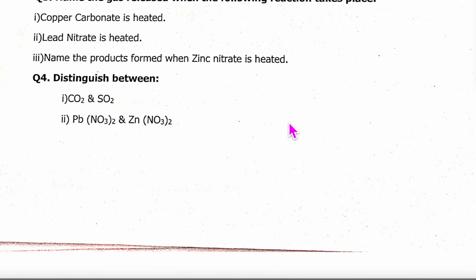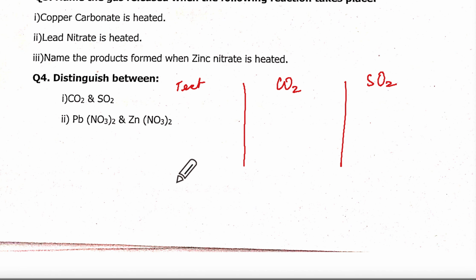Now what are they telling you? Distinguish between CO2 and SO2. What will you write for CO2, SO2? Both of them are gases. What should I write here? I should write test. Both turn lime water milky. Shall I use lime water here? No, ma'am. Ma'am, CO2 has no effect on acidified KMnO4 or K2Cr2O7 solution. Yes, but for distinguish I'll take only one of them. I won't write both Cr2O7 and KMnO4. I have to take only one.